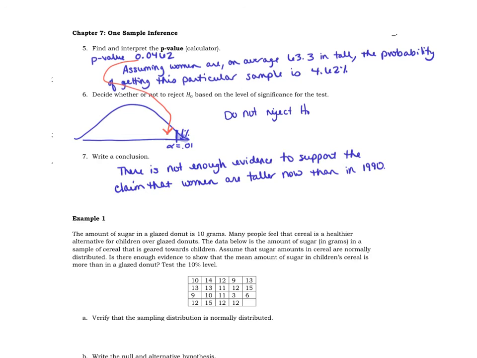And just a little bit of food for thought. Had that level of significance been given to us at 5%, notice that we would have rejected the null hypothesis because that 4.62% would have been in that most extreme 5%. So that level of significance actually does have a bearing on what decision it is that you make.